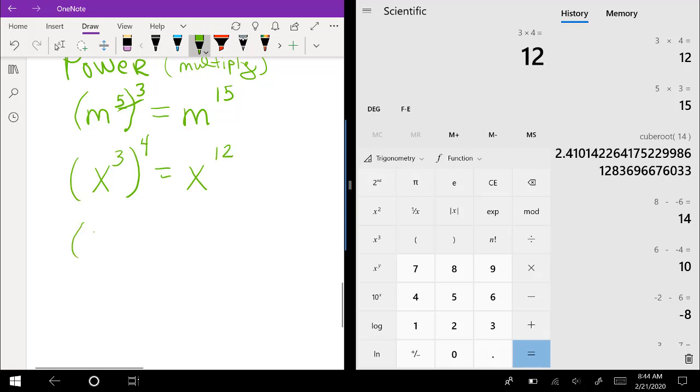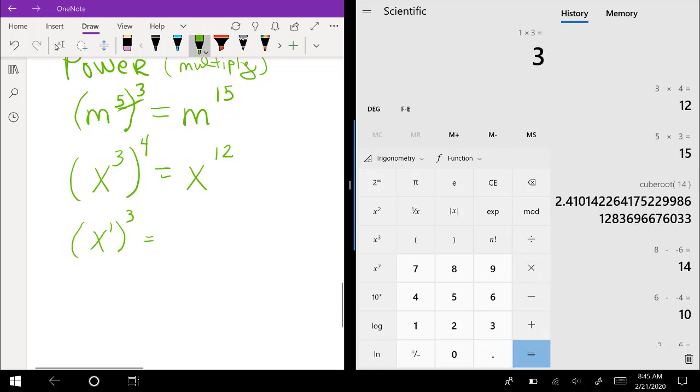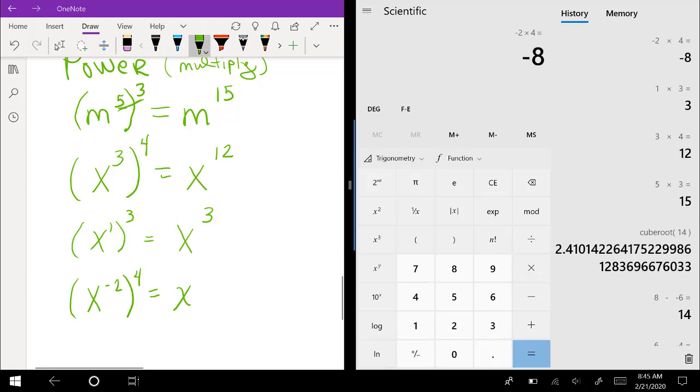Remember, if you have x to the third, this is just a 1. So 1 times 3 is 3. So x cubed. You can also do this with negative exponents. So if you have x to the negative 2 to the fourth, that's going to be x, and you'll have to take negative 2 times 4. So I'm going to take negative 2 times 4, and that gives me negative 8. But remember, you want to make that positive because we don't want to leave a negative exponent. So it'd be 1 over x to the 8th.